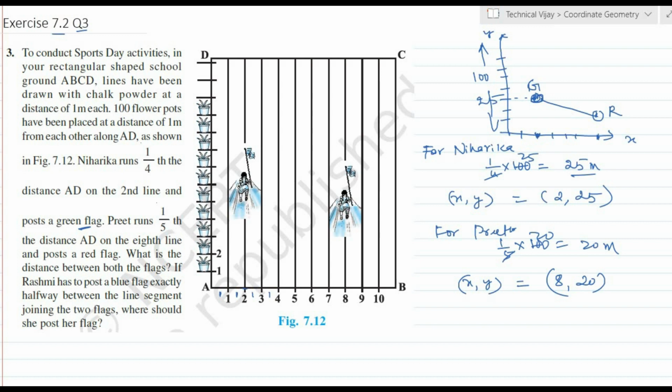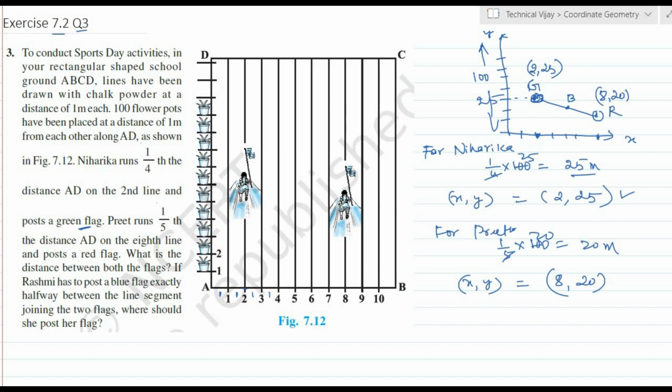And after that, Rashmi wants to post a blue flag exactly at the halfway point. So this also we have to find out. This is the blue flag. So first we will calculate this distance. Now we have these coordinates: this is 2 comma 25, and this is 8 comma 20.